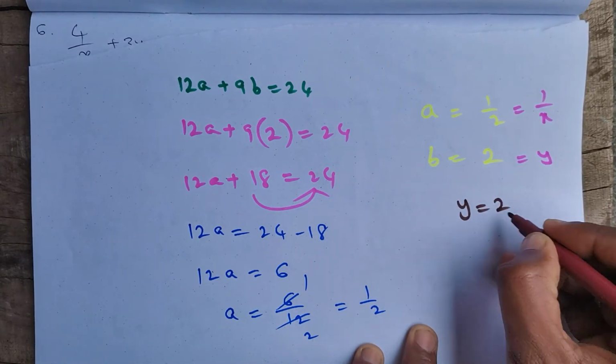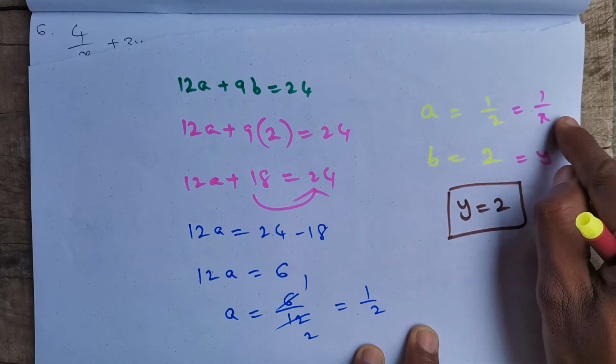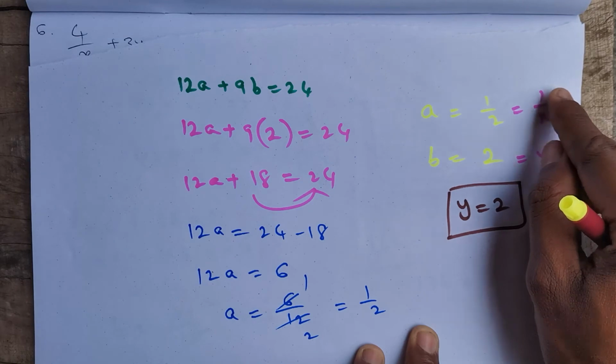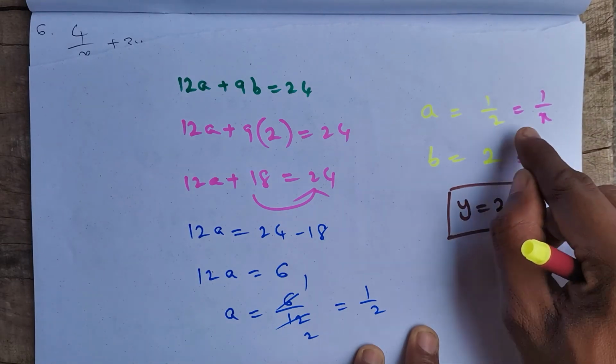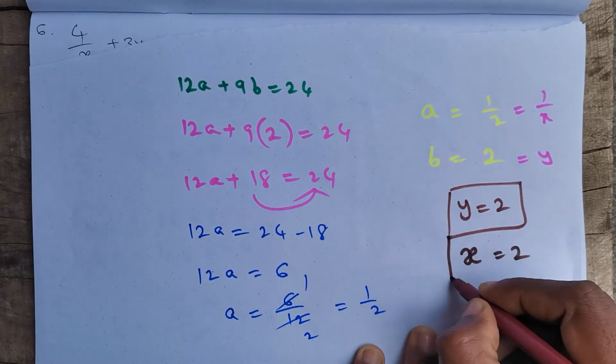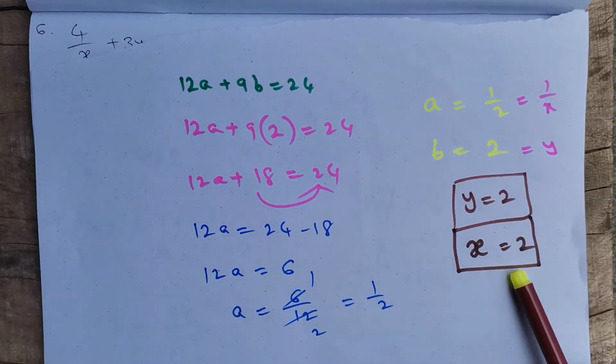Y value is 2. Next, 1 by 2 is equal to 1 by x. In both the numerators 1 only is there, so both are equal. Then obviously denominators also equal. 2 is equal to x. Nothing but x equals 2. So after solving the two equations, x value is 2 and y value also 2 only.